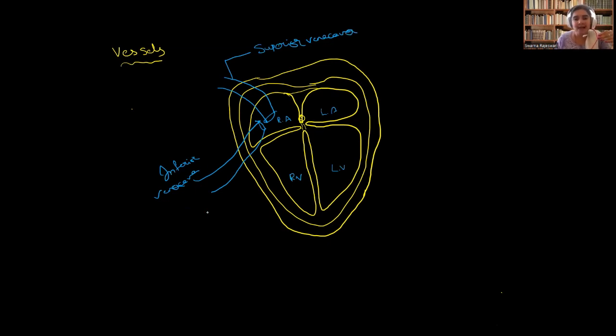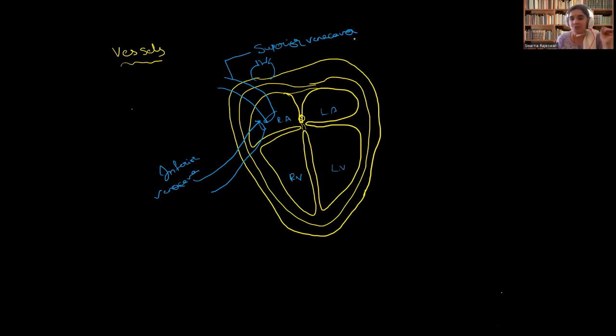Okay, so it is carrying the deoxygenated blood from the lower parts of our body and dropping inside the right auricle. And there is a coronary sinus which carries the deoxygenated blood from the surrounding tissues of the heart and drops inside the right auricle. Okay, so now our right auricle is fully filled with deoxygenated blood.